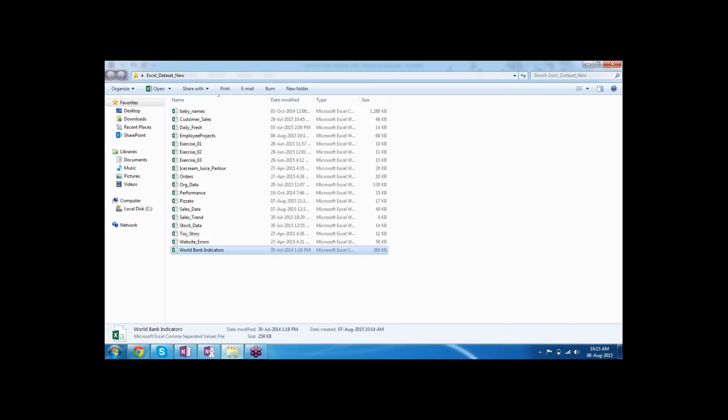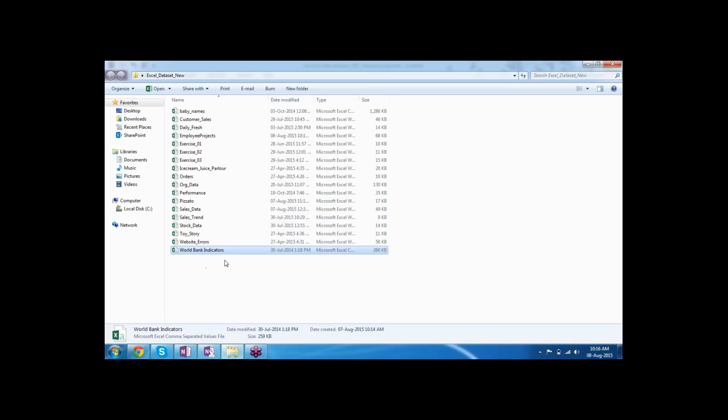Whenever you have time, go through this World Bank indicators. This is very good data. You can see that it's in CSV format. CSV format means that your data will not have any formatting or other things. It will be just comma separated values.